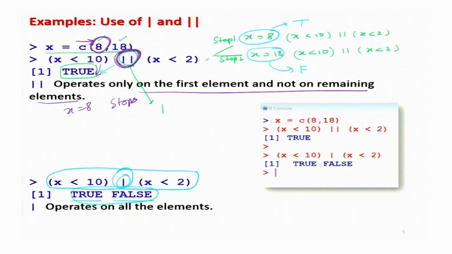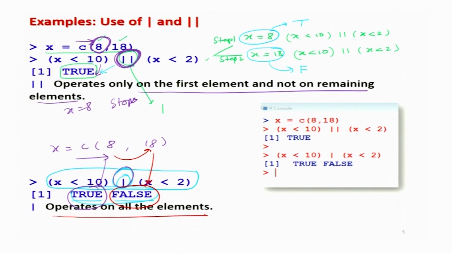On the other hand, when you use only the single operator, that means only one vertical line, and you write x equal to c(8, 18), R starts working. R comes first to the 8, finds the answer true, and then moves further to the next value in the data vector, and finds the answer, which is reported as false. So, this single vertical line operates on all the elements in the data vector, and that is the difference between using the single line and the double line.